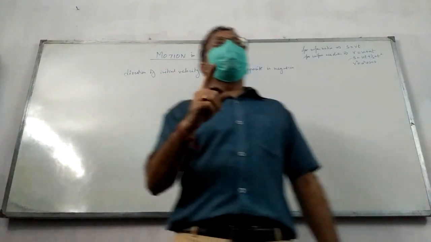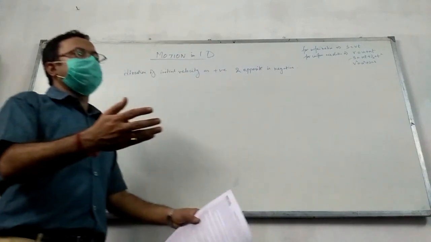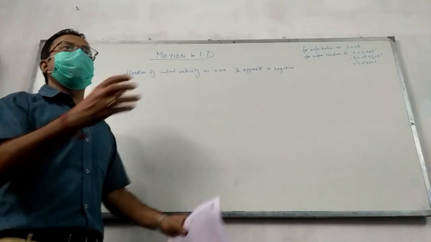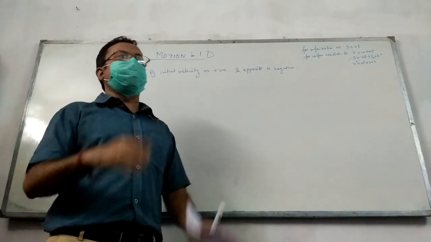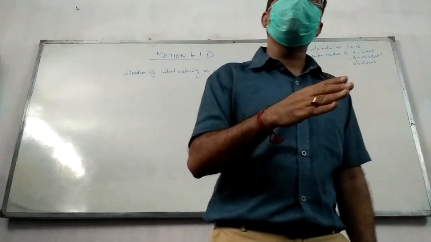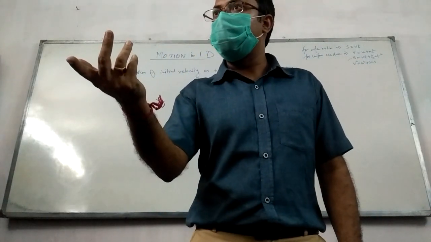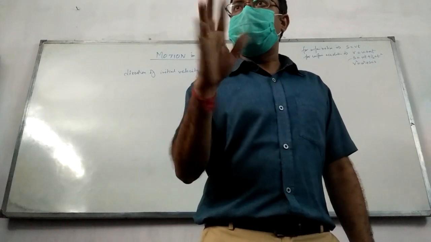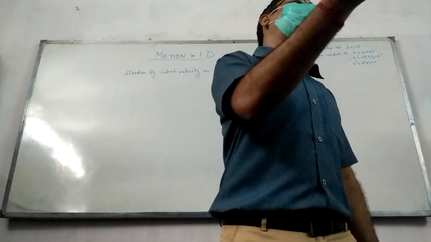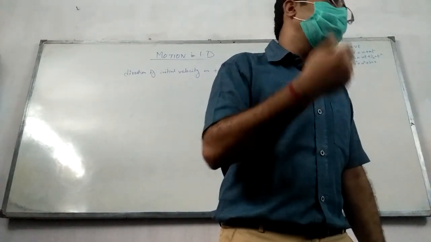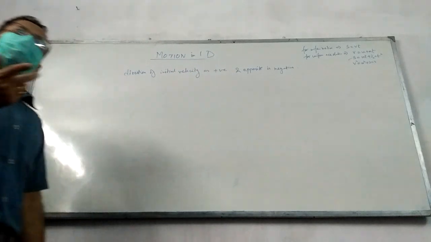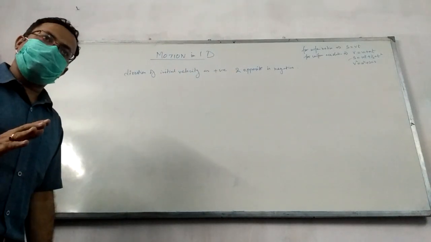Alright? And you may ask me a question, sir, if a body does not have any initial velocity, like a body starting from rest? If it is starting from rest, that means it has some initial acceleration. Otherwise, it will not start at all. If there is no acceleration, will it start? No. So it has some initial acceleration. You take that direction as positive. If the initial velocity is 0, take the direction of initial acceleration as positive.